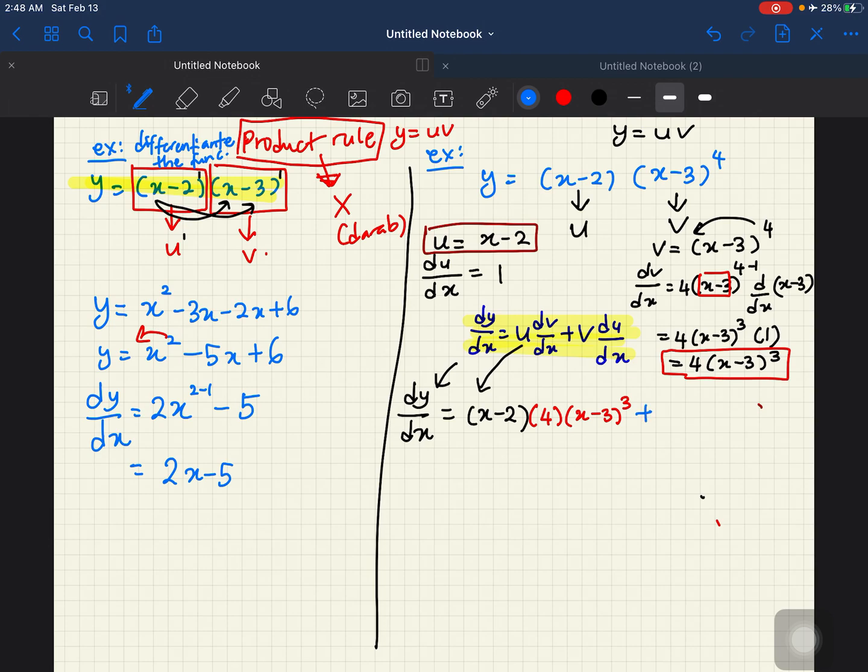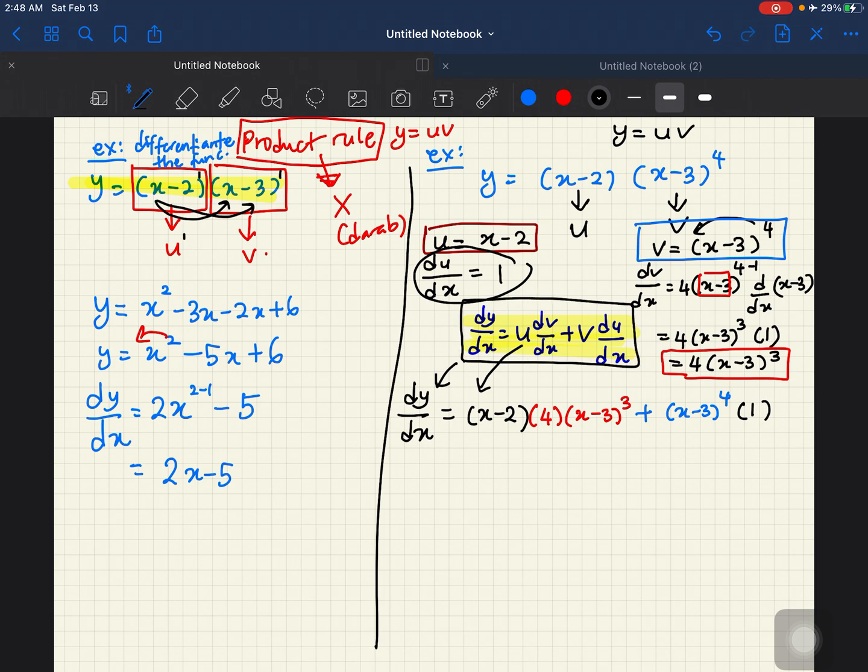And then we add it with, what is your v? Your v is equal to x minus 3 to the power of 4. And then your du over dx is equal to 1. So everything is just like the formula that has been given earlier, right? Okay, so what we do is we have to make it simpler, and let's see how we can make it easier for us to understand.